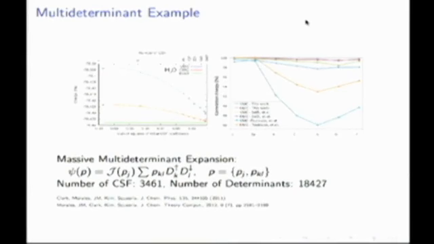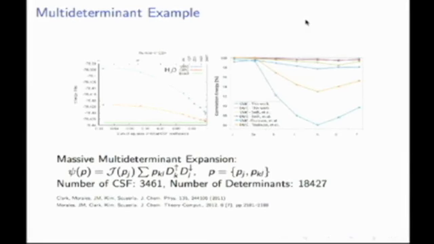This is in J. Chem. Phys. And we go up to about 3,500 configuration state functions, which corresponds to about 18,000 determinants. We performed the optimization, and in this paper what we did is the all-electron water.